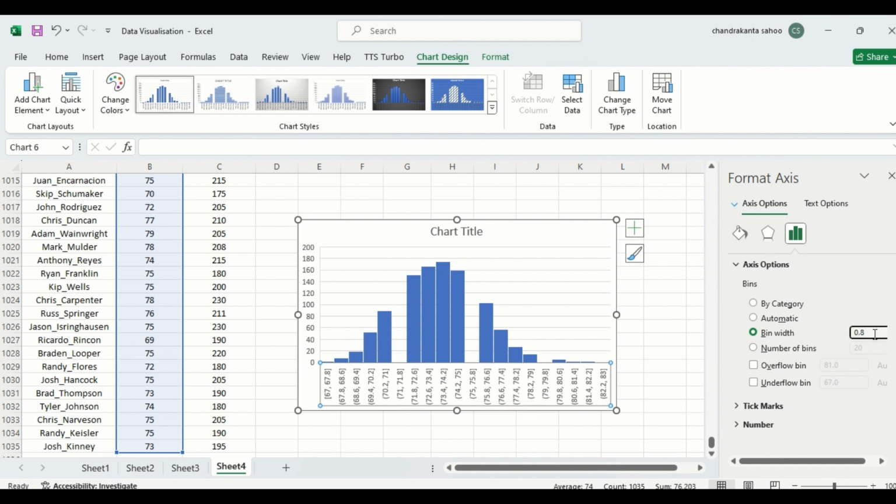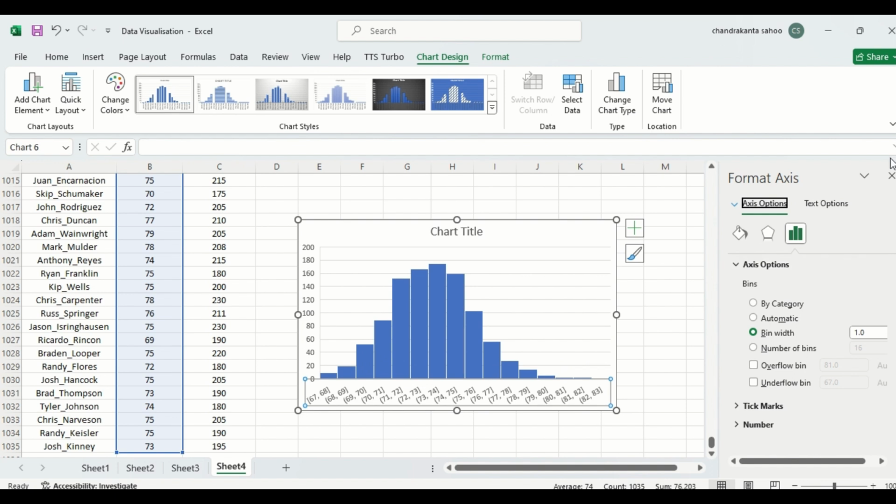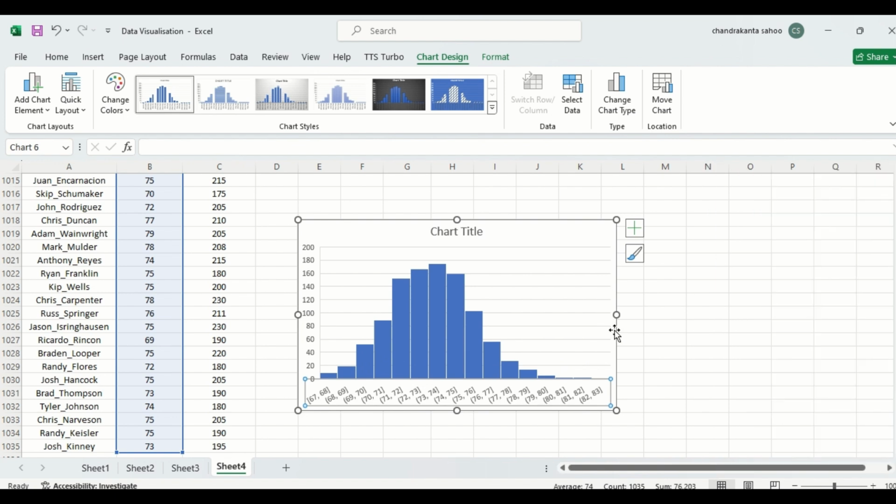Instead of a decimal point, let us make it a whole number. Okay, it has now become one whole number. You can see 67 and 68, then 68 to 69, the second one you see, and here you see. So this is in ascending order from the smallest number to the highest number. It is moving. Okay, you can see.